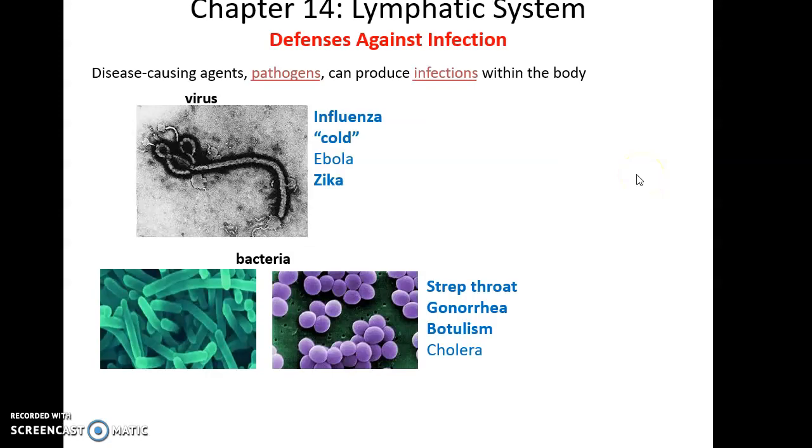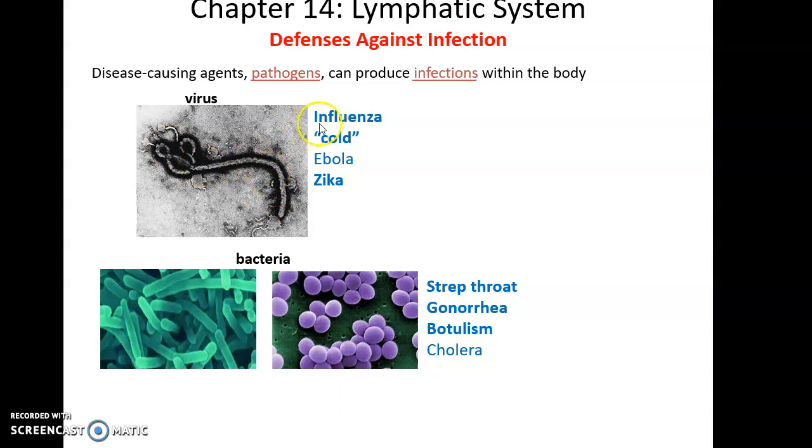So we have various defenses that will protect us against infection, aka protect us when we are exposed to disease-causing agents, also known as pathogens, that can come in many different forms and cause infections within the body, infections that are known by various names for various infectious diseases. So these pathogens can be viruses. Viruses are tiny nucleic acid protein structures that can cause infection.